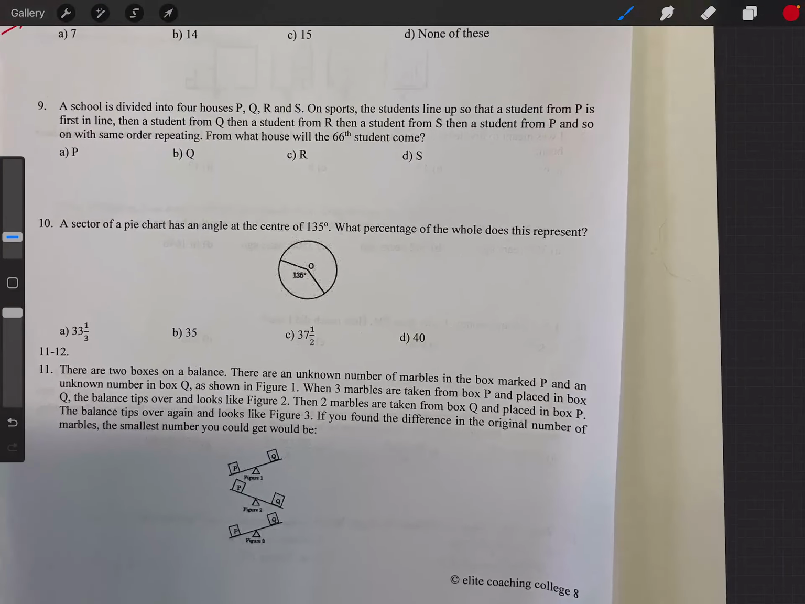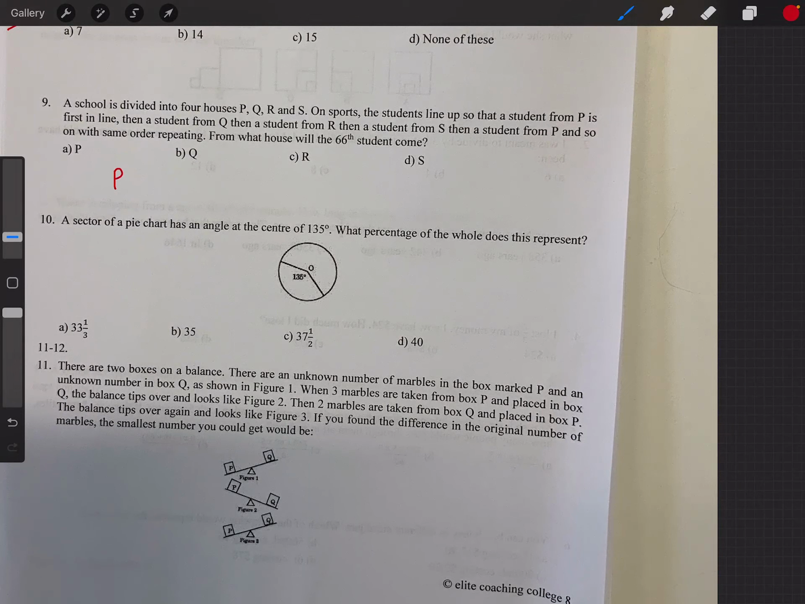Question 9. A school is divided into 4 houses: P, Q, R, S. The students line up so that a student from P is first in line, then a student from Q, then a student from R, then a student from S, then a student from P again, and so on with the same order repeating. So it keeps going P, Q, R, S, P, Q, R, S, and so on forever. Now it says, from which house will the 66th student come?